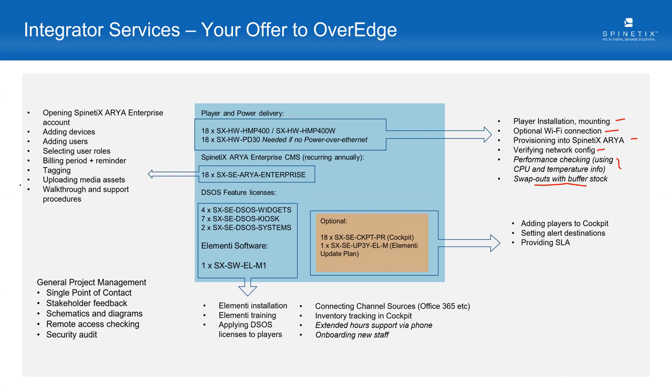Coming over here on the left, there's then the ARYA Enterprise CMS license. So you need to open the SpinetiX ARYA Enterprise account on their behalf, add the devices, add the users, choose the user roles that different users are going to have according to their demands. That's a listening process. Often, it's one of those things where people don't really know until you take them through it. They're going to want a particular billing period. It may not be 12 months.